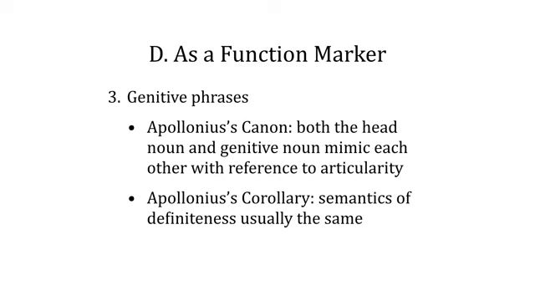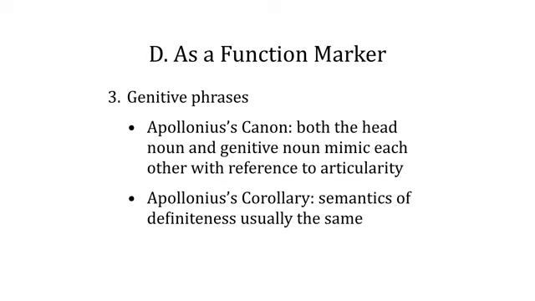Now, when we think about genitive phrases, we're going to look at Apollonius' canon, and we'll look at Apollonius' corollary when we get into our discussion of the absence of the article. Apollonius' canon is simply this, that both the head noun and the genitive noun mimic each other with reference to articularity.